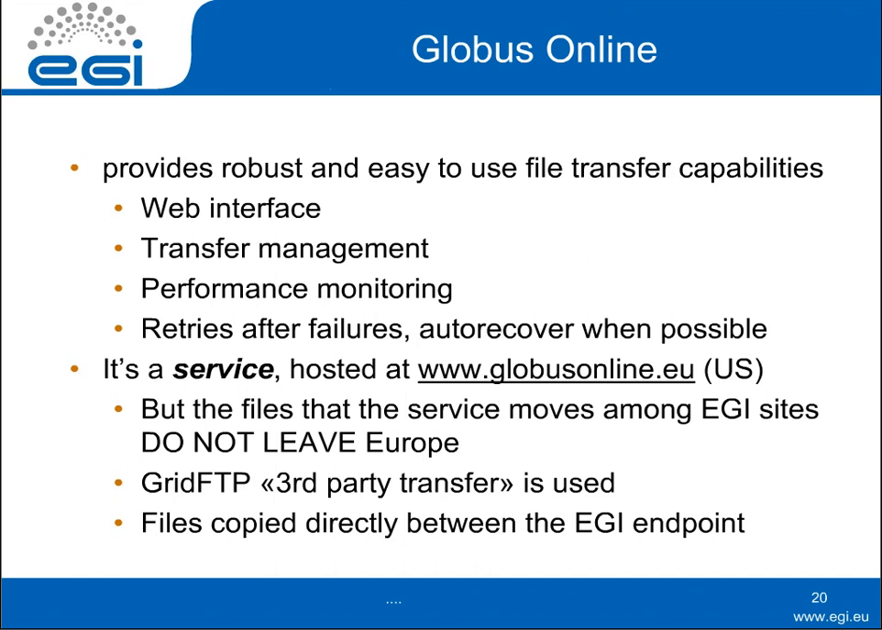On the other side, you have to remember that it is a service, so you cannot ask, for example, where is the package for installing Globus Online, because Globus Online is in the US, and you have to use the URL that is provided in this slide. But remember that this is a third-party transfer, in the sense that even if the service is in the US, and you trigger a transfer between two sites in the EU, the transfer happens really from the site in Europe to the other site in Europe without passing through the US, because the service performs a third-party transfer, which means that it asks the source to push the file to the destination, or it asks the destination to pull the file from the source.